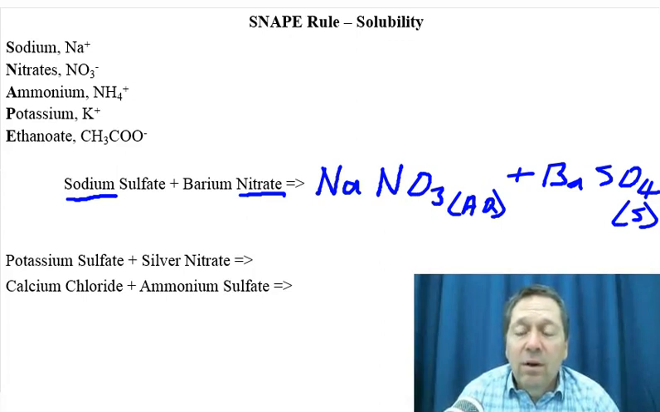Okay. Now, over to you. If I mixed a solution of potassium sulfate and silver nitrate, what would be the product? What would precipitate? Or if I mixed calcium chloride and ammonium sulfate, what would be the precipitate?